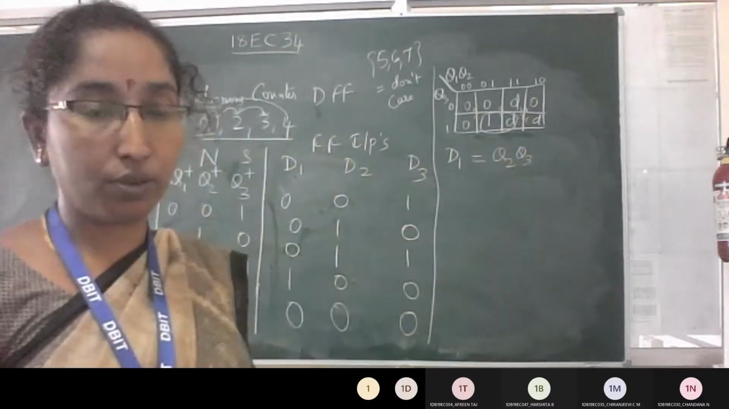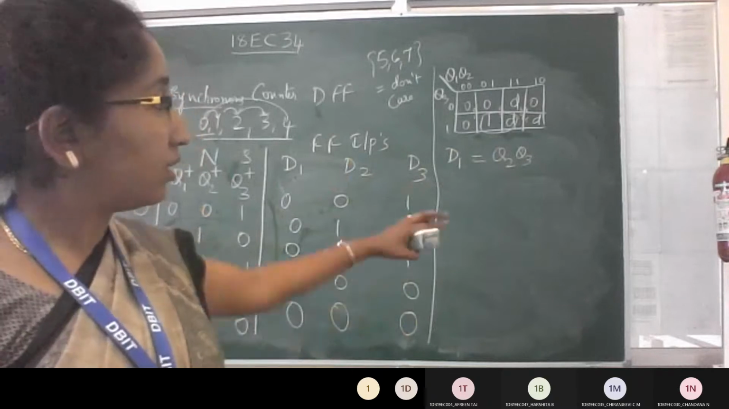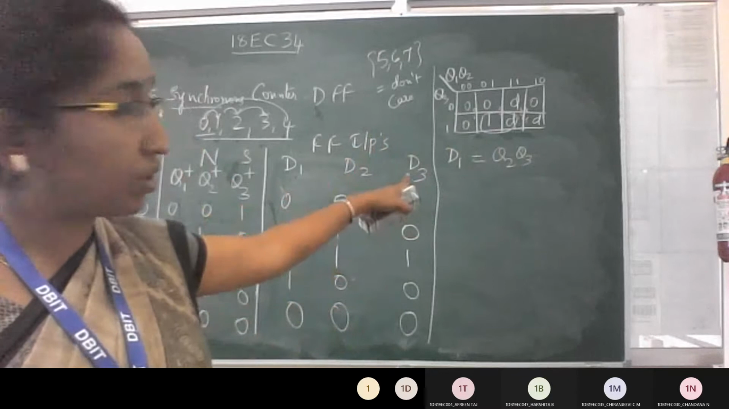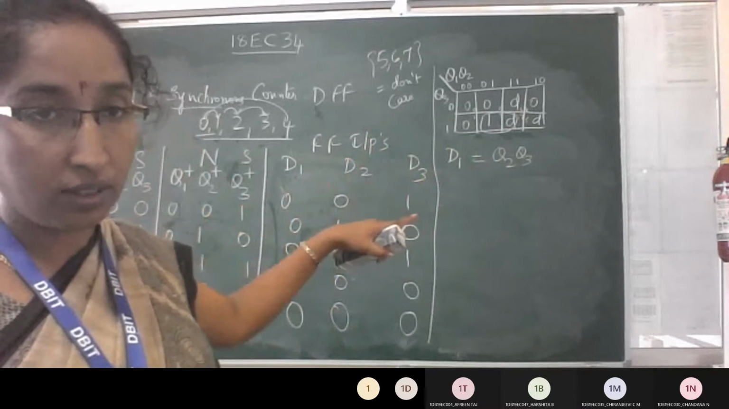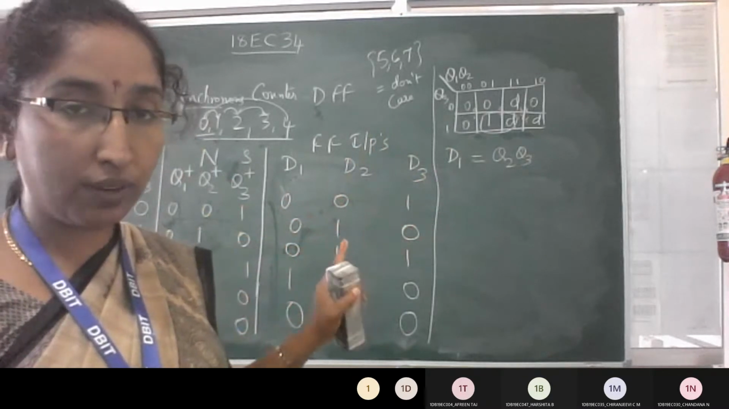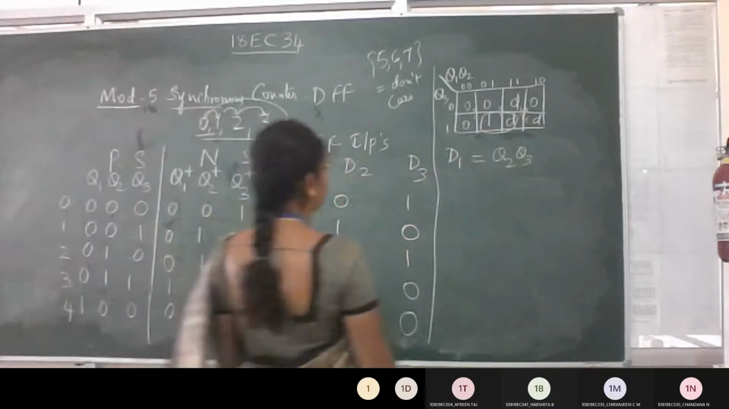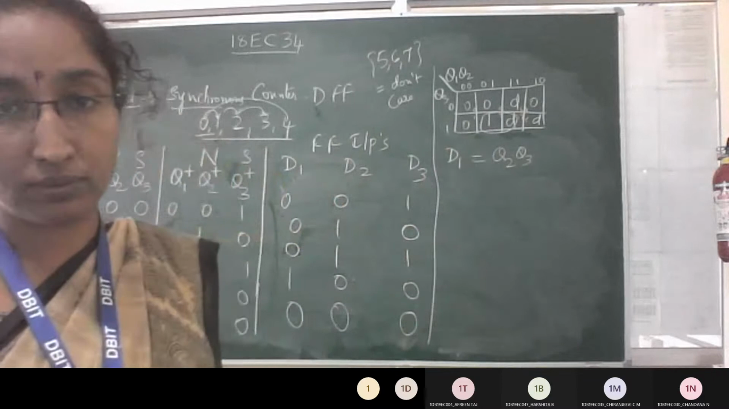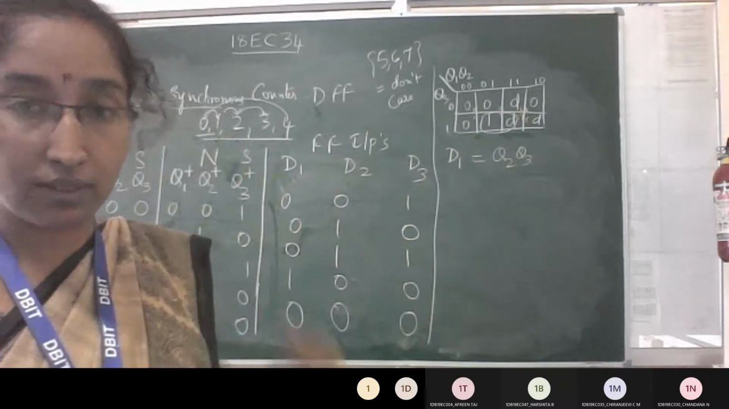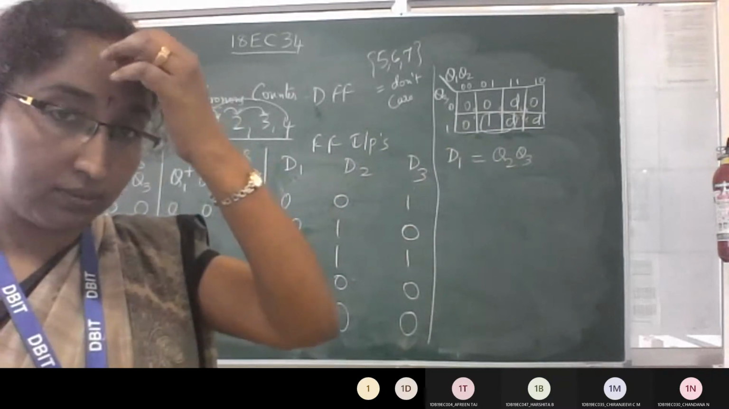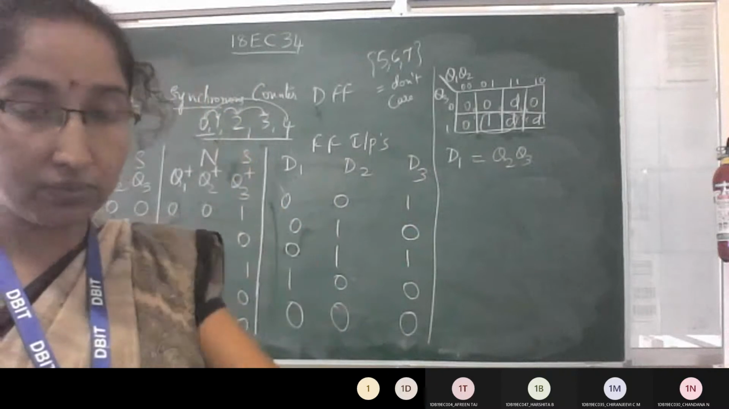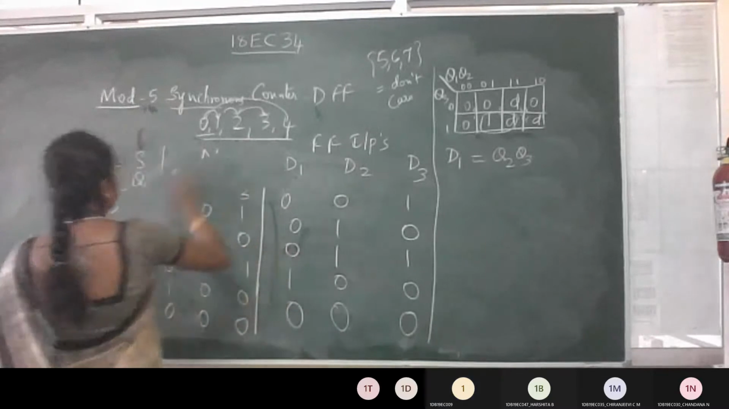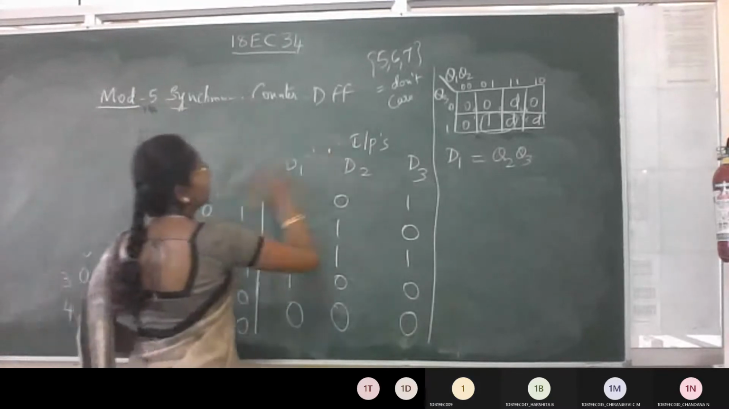Similarly D2, D3, how to do it. So next, based on these equations, you need to draw 3 D flip-flops. Draw the expressions you got. So the first flip-flop output will be Q1, like this. I hope it is clear with the table? Yes. Any doubt in the truth table? No, ma'am. Okay. After the K-map, you need to draw 3 D flip-flops.